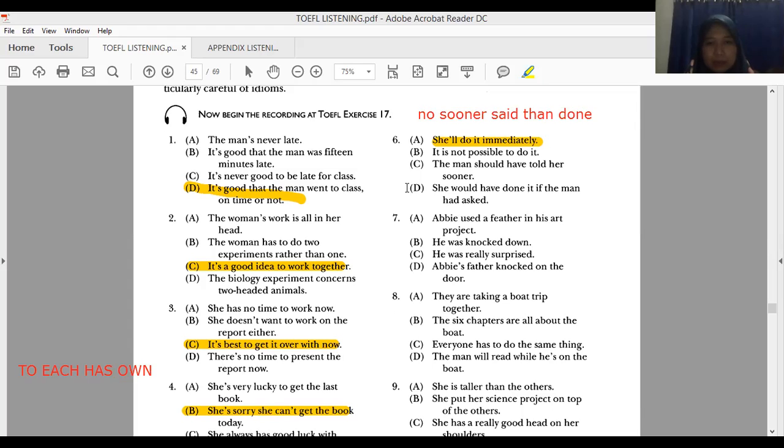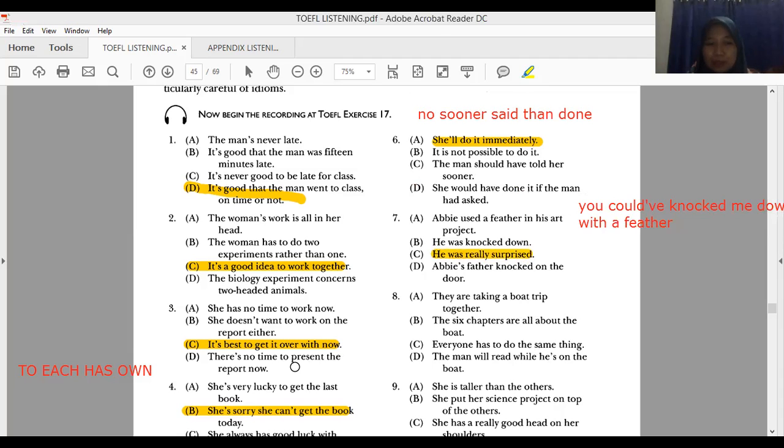Ini, dia bilang apa sih? You could have knocked me down with a feather. Oh, kamu bisa menjatuhkanku hanya dengan sehelai bulu. Okay, knock me down. It means the man was really surprised. Oh, kamu bahkan bisa mengagetkanku, bisa menjatuhkanku hanya dengan bulu. So, he was really surprised.